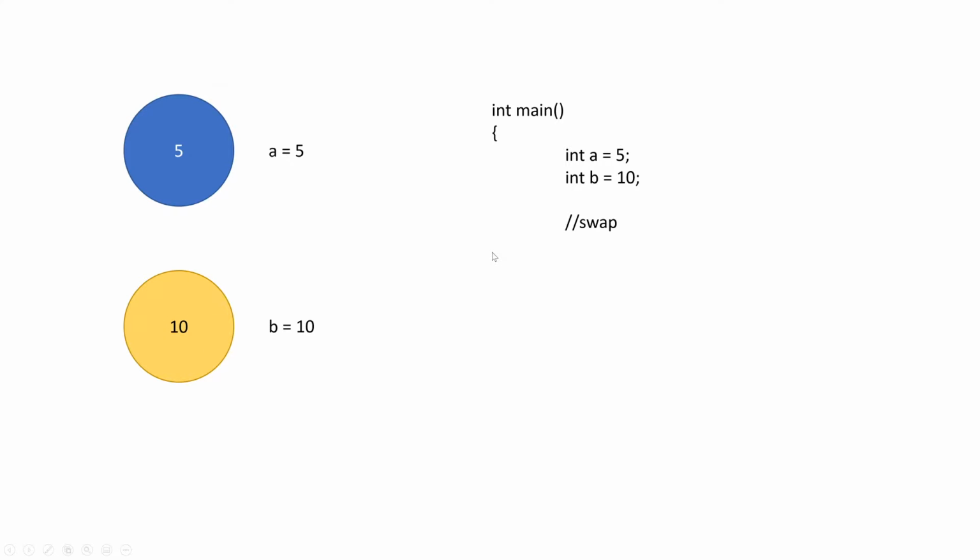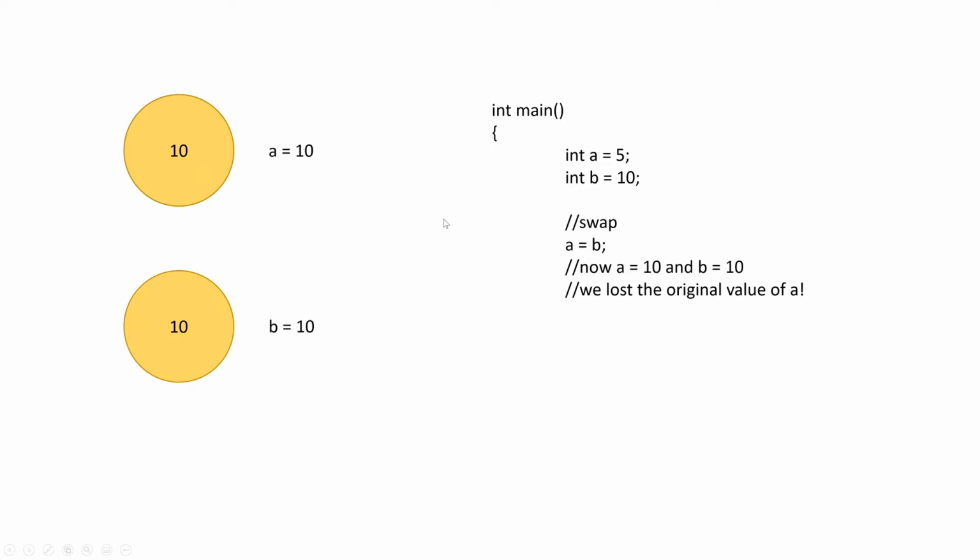So to do a swap, we might be tempted just to set a equal to b. So we did that here, right? b was equal to 10, so now a equals 10. But now a is equal to 10 and b is equal to 10. So we've actually lost the original value of a. We have no way to know that a was 5 anymore. So it's not going to work.